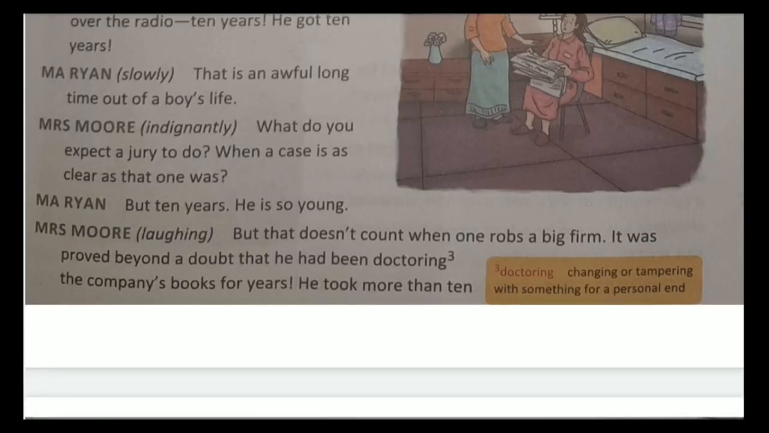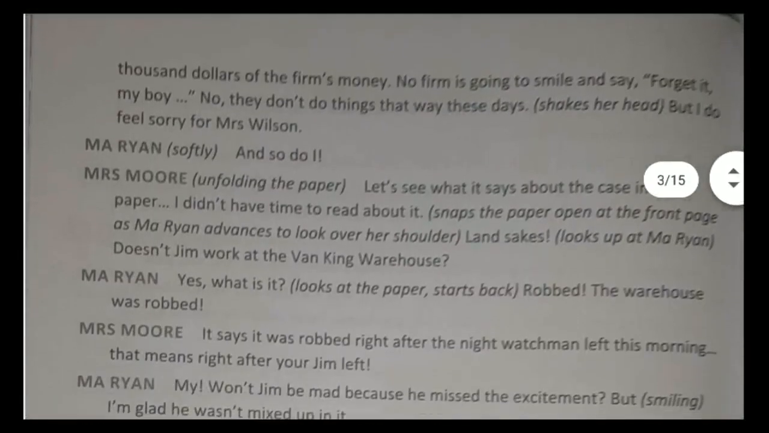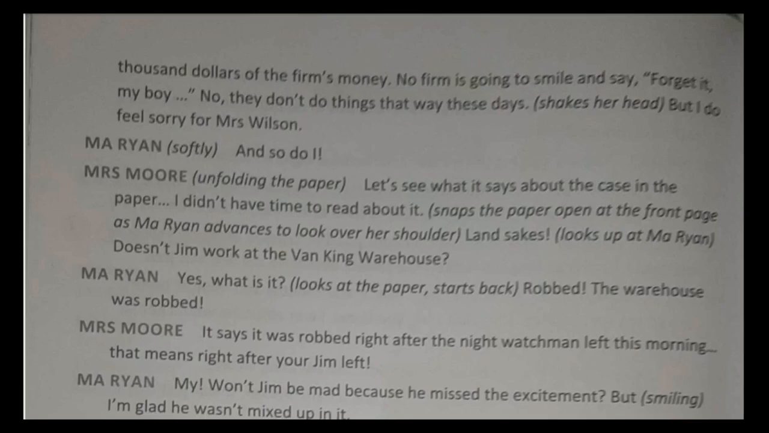Marianne said, "But 10 years, he's so young." Mrs. Moore, laughing, said, "But that doesn't count when one robs a big firm. It was proved beyond a doubt that he had been doctoring the company's books for years. He took more than $10,000 of the firm's money. No firm is going to smile and say, 'Forget it, my boy.' No, they don't do things that way these days." Shaking her head, she said, "But I do feel sorry for Mrs. Wilson."